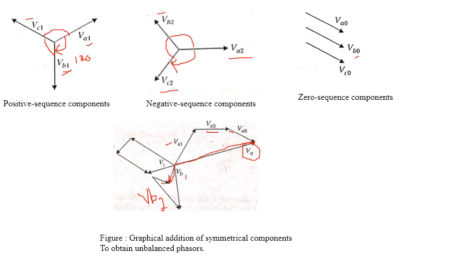Similarly for VC. Where is VC1? We have to see where VC1 is. This is the angle made by VC1. Then there is VC2, we have to see here. Where is VC0? This is VC0. By adding up all those things, the resultant we get at this point is VC. So this is nothing but the graphical addition of the symmetrical components.